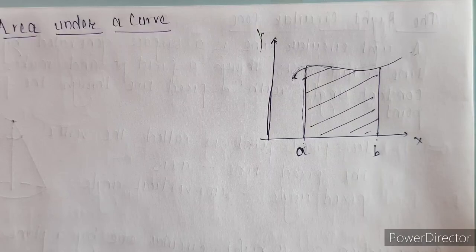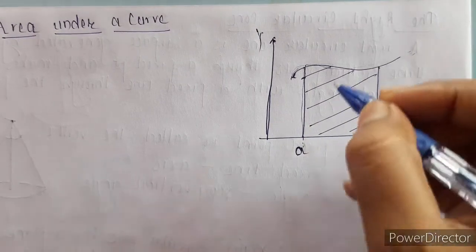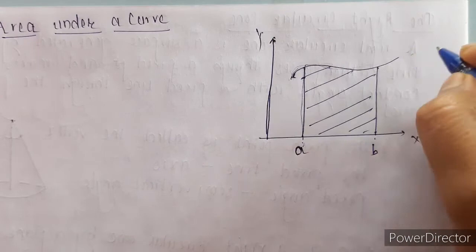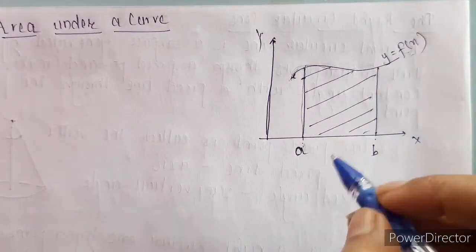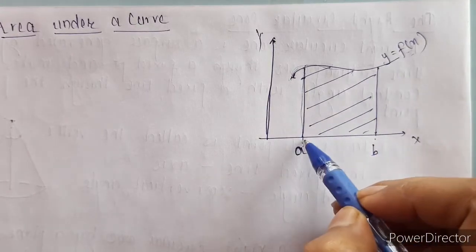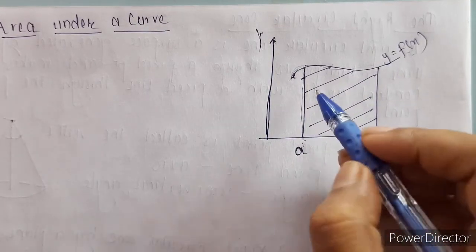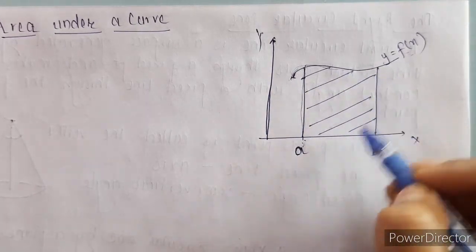We are starting with area under a curve. Now suppose this is a curve given as y equals f of x, and we have to find area under this curve from the point A to B. So basically we have to find this shaded area.